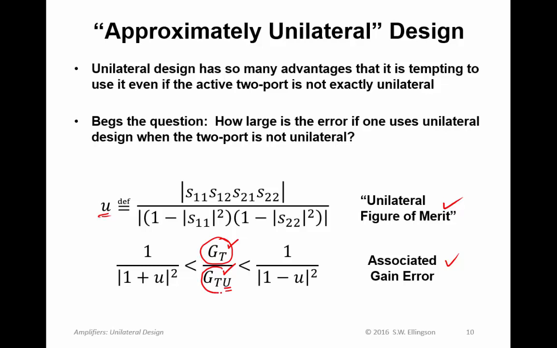This is the TPG that you are assuming by assuming that it's unilateral. So this is a measure of the error, because if it's exactly unilateral, this should be 1. And if it's not unilateral, you're going to get something different from 1. And it turns out, if you know the unilateral figure of merit, then the bound on this number, which again is nominally 1, but it's going to be different from 1 if you assume it's unilateral without it actually being unilateral, is going to be in this range.